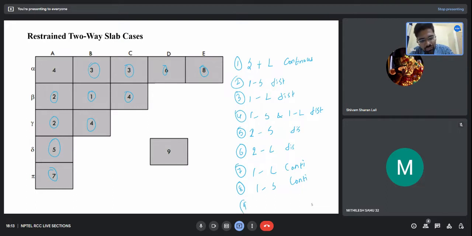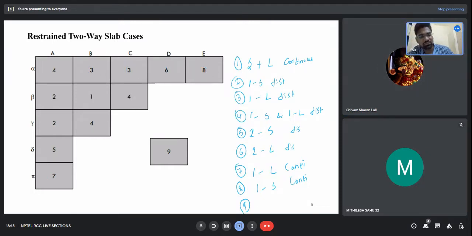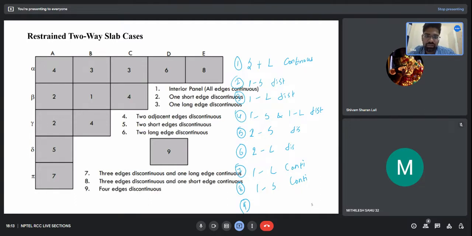And what is the ninth one? Who will answer? What is the ninth one? What type of slab? Four edges, all of the edges are discontinuous. Okay, so let me display the answer. So as you can see here, all of the nine cases have been covered in this figure. Okay, so these were all the types of slab.